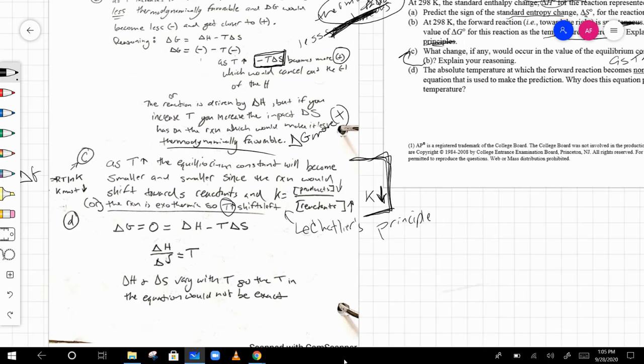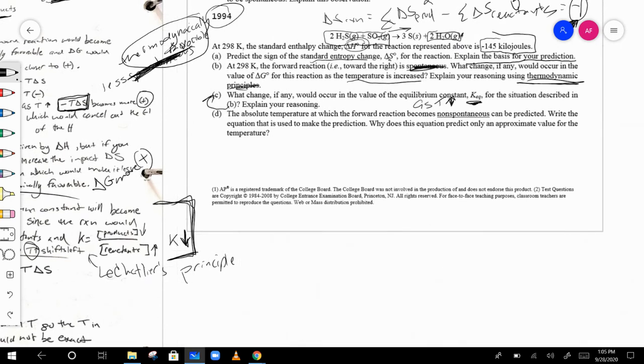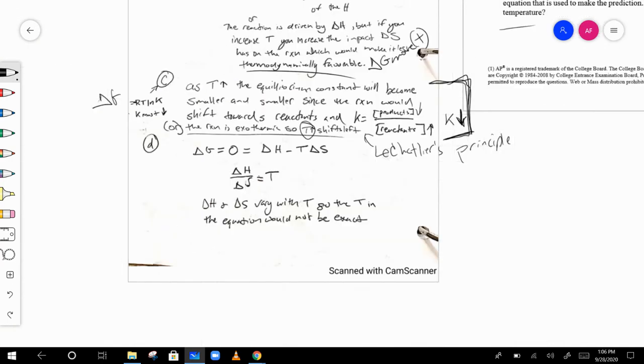Okay, and then the last one: the absolute temperature at which the forward reaction becomes non-spontaneous can be predicted. Write the equation that is used to make this prediction. That would mean delta G equals 0, right? Because it's not negative, it's not positive, it just is 0. And why does this equation predict only an approximate value for the temperature? So here, if delta G equals 0, then T equals delta H over delta S.